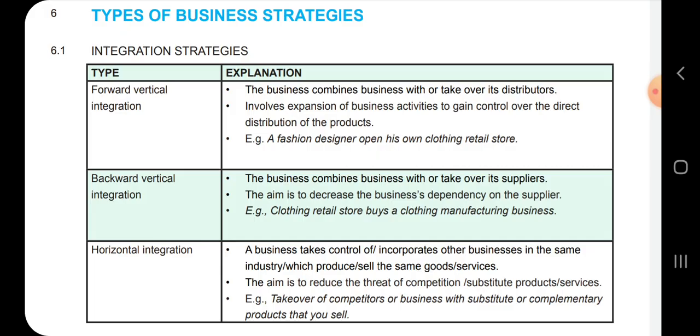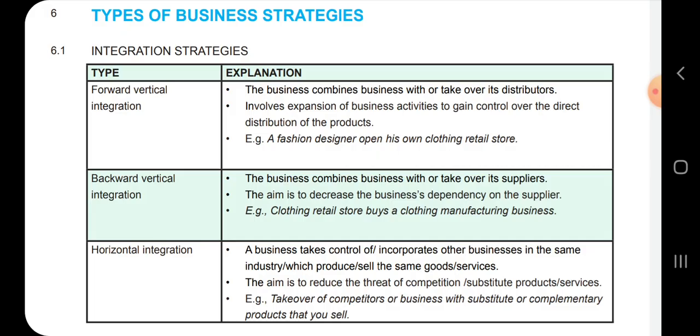So the forward vertical integration, the business combines with or takes over its distributors. So if there are people who are selling your product, you take over the people who are selling your product. You buy them so that you can be your distributor. You buy those businesses which are selling for you. You are producing Vaseline. There are other people who are taking your product from your warehouse and giving it to consumers. You buy those businesses that are doing that, and you now become one with them. So you produce and distribute yourself.